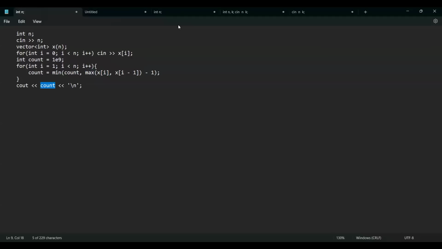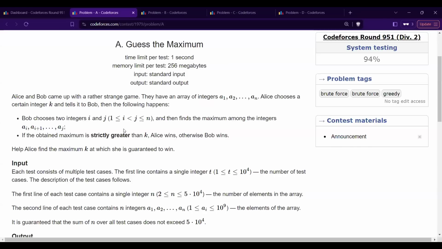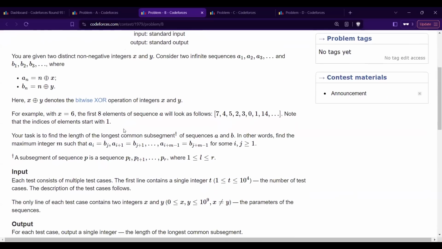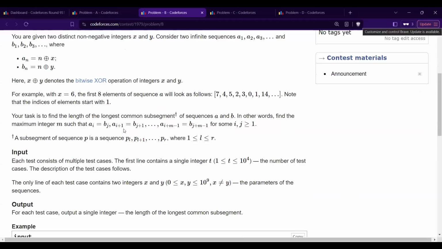Okay, let's go to the next problem. In this problem, we're given two distinct integers, non-negative integers x and y. First of all, the thing to note in this problem is that they are distinct.